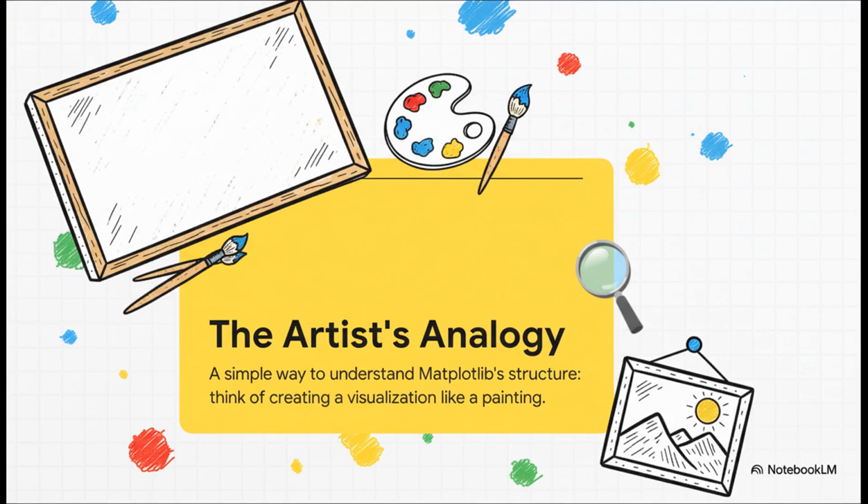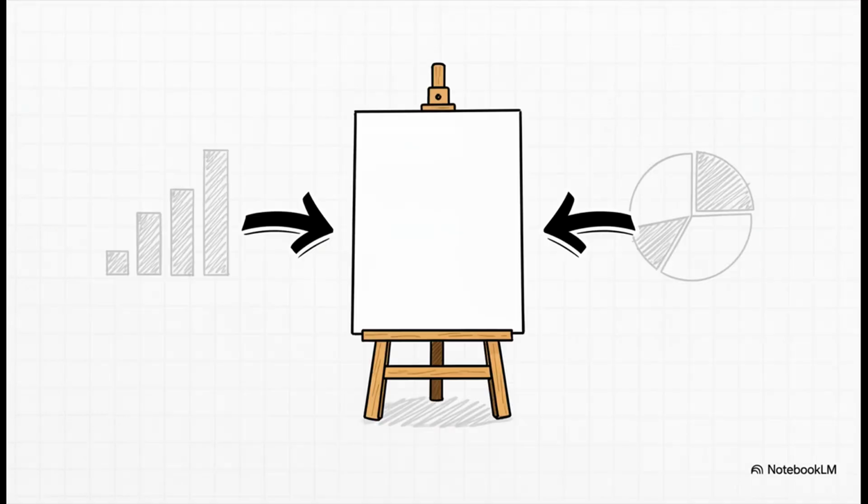Seriously, just think of it like you're a painter. You're not just writing code, you're creating a piece of art. And what does every piece of art need? Well, it needs a canvas, it needs a framed picture on that canvas, and of course, it needs the paint. So everything starts with the figure. That's your canvas. It's the whole window, the entire blank page. It's the top-level box that holds everything else. It's not where your data goes, but it's the space where all the magic is going to happen.